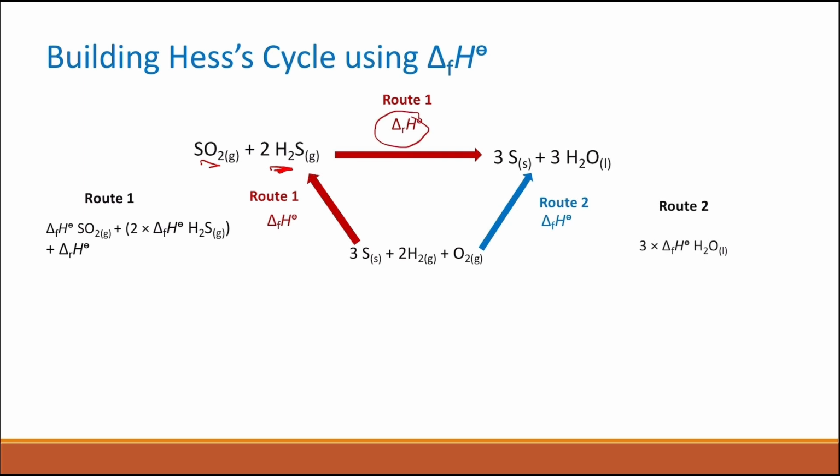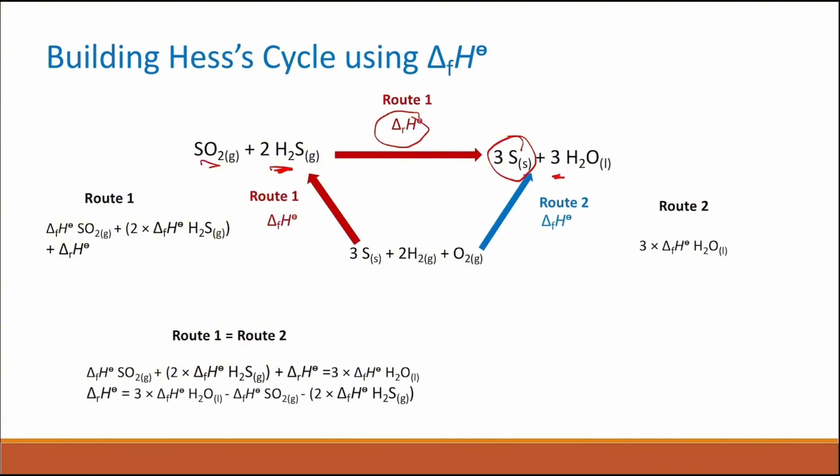Route two will be three times the enthalpy of formation of water, and this is an element, it has zero enthalpy of formation. Route 1 equals route 2. When you put all the values that you are going to be provided with in the exam, there will be only one value missing, and you can find this value.